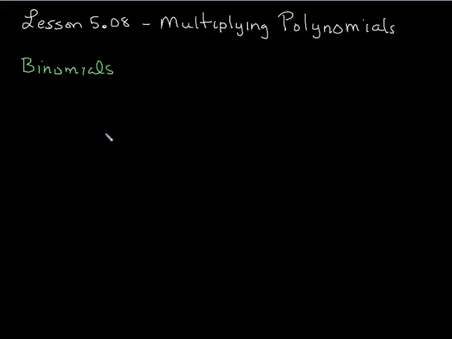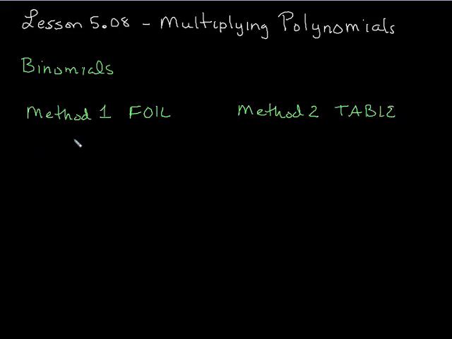Now when we multiply two binomials, we have method 1, which is the FOIL method, and method 2, which is the table method. FOIL represents the order in which we multiply the terms. So FOIL is an order for multiplication.